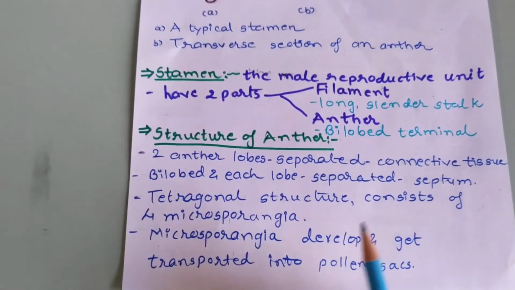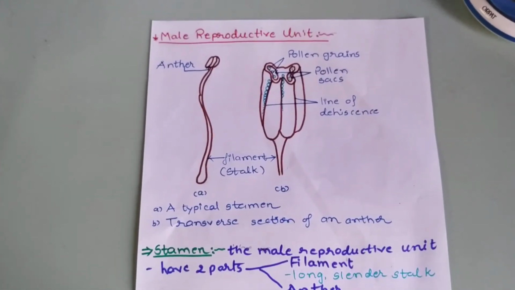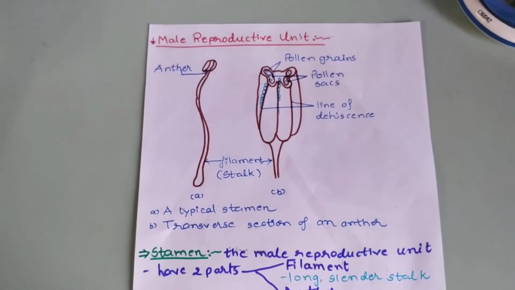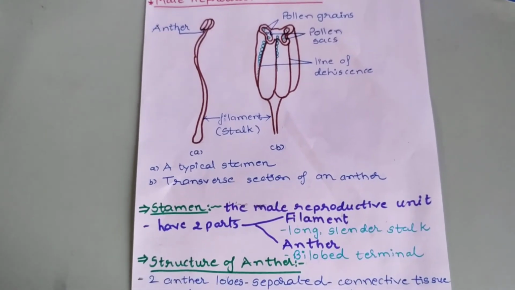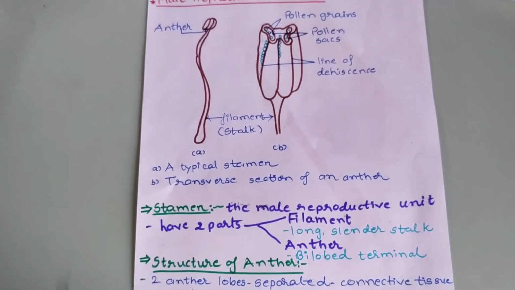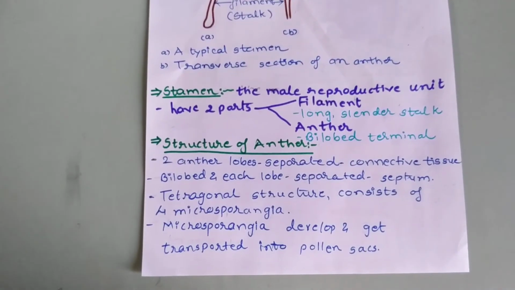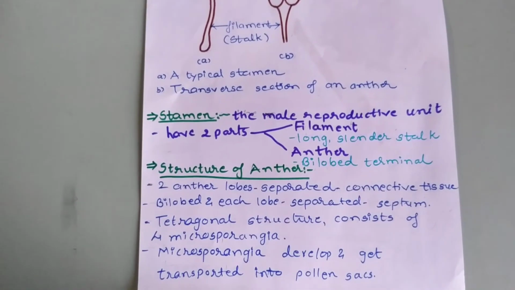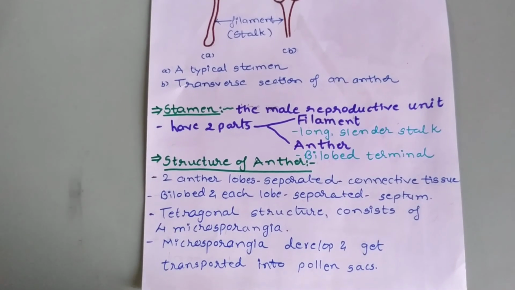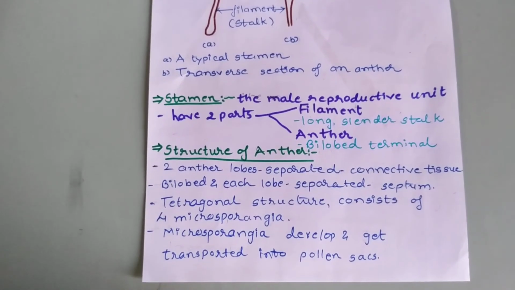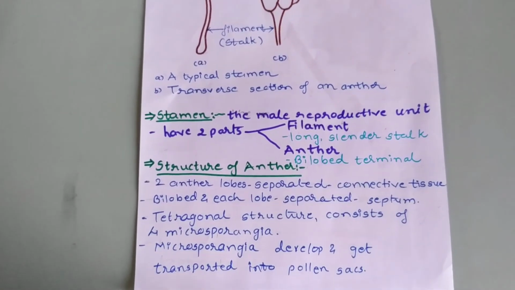So what we have to memorize? If the question asks, explain male reproductive unit, we have to explain anther and the transverse section of an anther by the diagram. What is stamen? Male reproductive unit consists of two parts, filament and anther. And the structure of anther, it is bilobed. Both lobes are separated by connective tissue. They are tetragonal in structure, consist of 4 microsporangia. These microsporangia develop and get transported into pollen sacs, which are filled with the pollen grains.